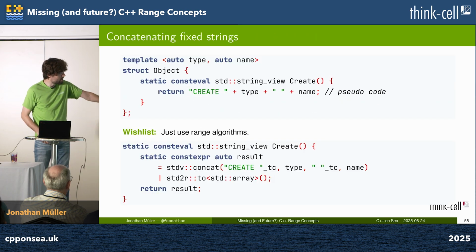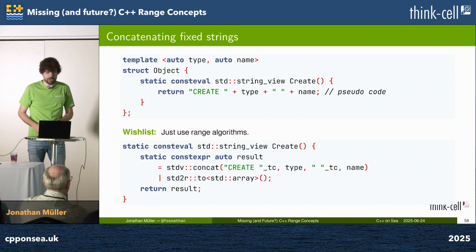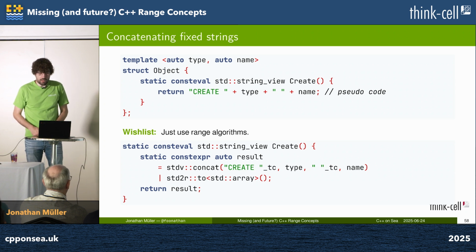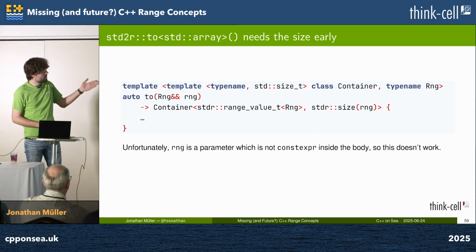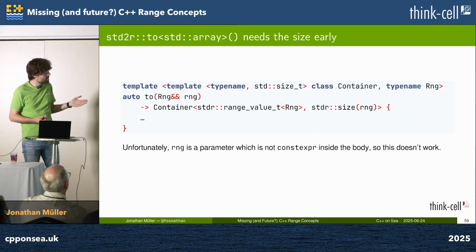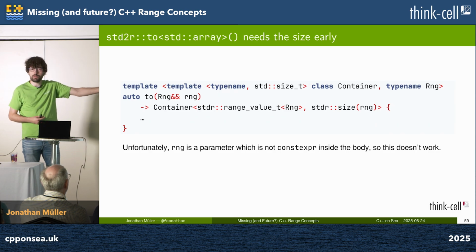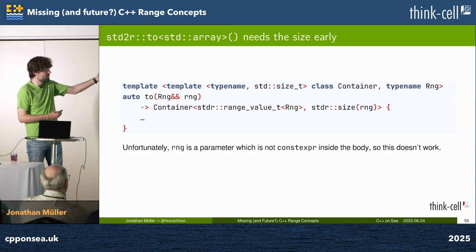Because we store it in a static constexpr, we can return a string view to it, right? Because it's just embedded into the memory. So we just want to write code like this. Now the first problem is that to doesn't exist for std arrays, because it takes a range and then it has to put the size of the range in the return type. And range is a parameter which is not constexpr, right?